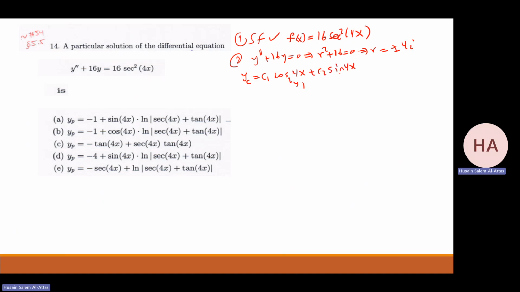This is y1. This is y2. W of y1, y2, the Wronskian. Be careful. That will be cosine 4x, sine 4x, minus 4 sine 4x, 4 cosine 4x. That will be 4 cosine squared plus 4 sine squared. That will be 4. We did it many times. The value W1 will be what?